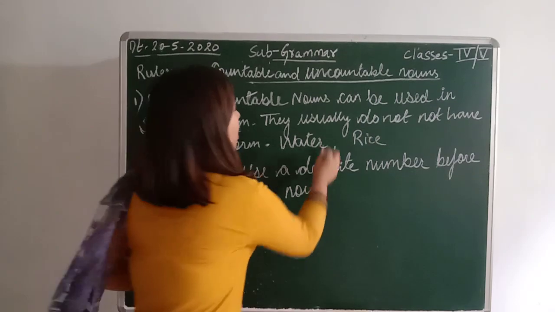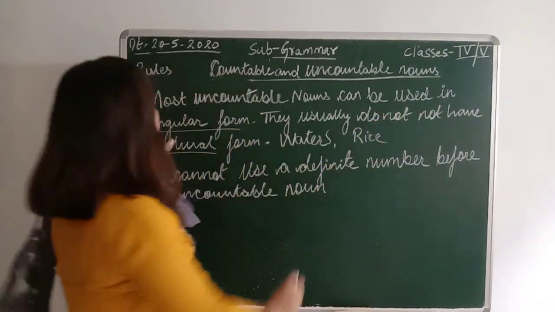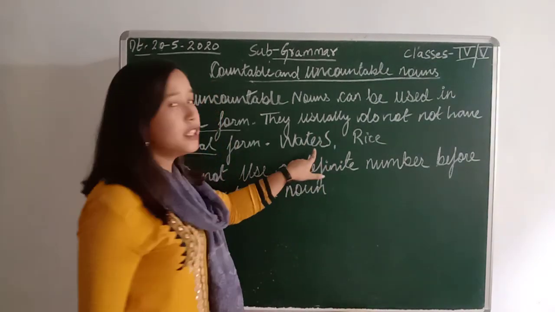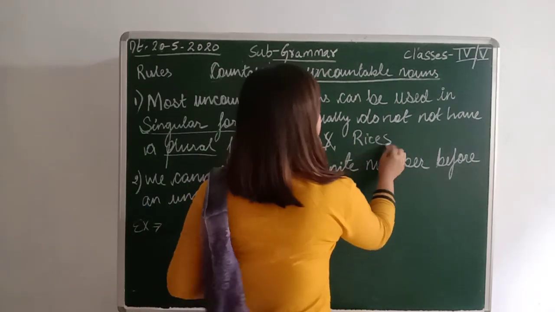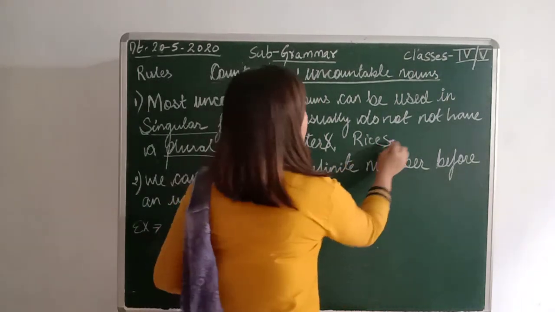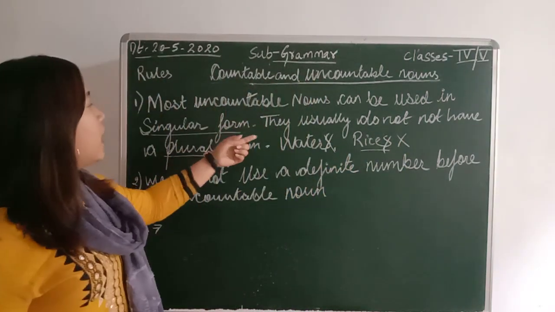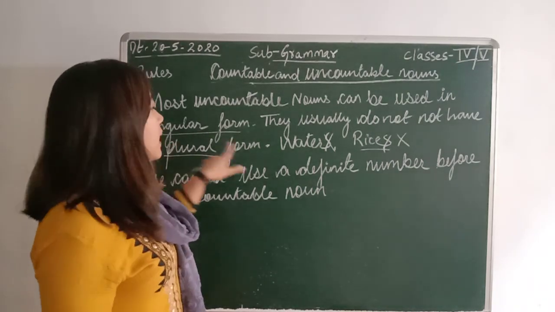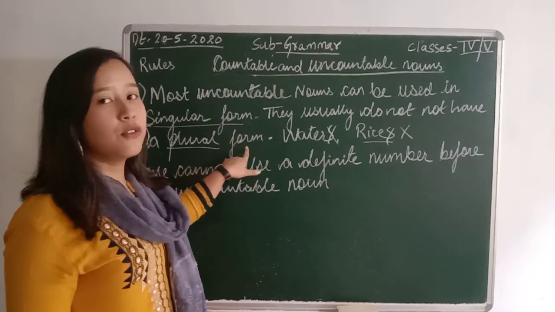We cannot say waters. It has only one singular form. So we cannot write S and make it plural. It is incorrect. And rice, we cannot say rices. So this is also wrong. So uncountable nouns can be used in only singular form. They cannot be made plural.